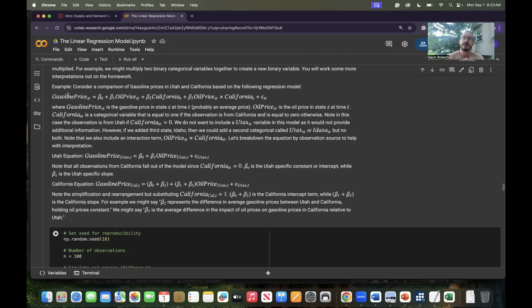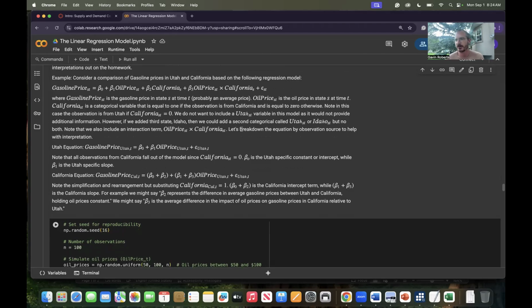Now, also, maybe because of some of those regulations, that doesn't just shift it up on average. Maybe that changes the relationship between oil prices and gas prices, specifically in California. So I can actually interact my 0-1 California variable with my continuous, or really any other variable, oil price variable. And that's going to allow California to have its own intercept term because this is going to add or subtract from the intercept term. This is going to allow California to have its own slope term on oil price. And we'll see that algebraically now.